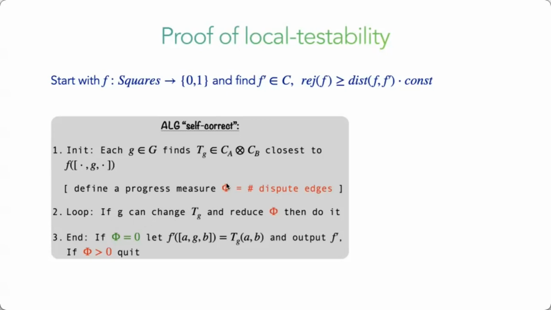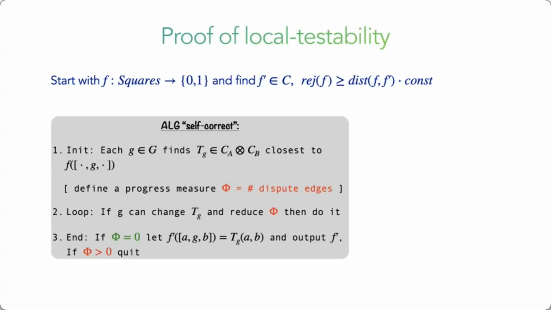Okay, so we have this bunch of disputed edges. Now, what we do is a kind of local correction. A vertex G looks at all of its neighbors. It has several different vertices that are neighboring, and it sees what these guys think. And maybe there's a better local view for this G that will make it agree with more of its neighbors. If that's the case, then G will change its value.